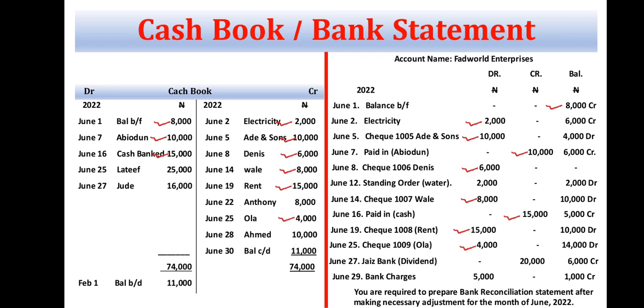So now the next step is the preparation of the adjusted cash book. So let's draw a T format. So adjusted cash book, we have the debit side and the credit side. Then we'll put the denomination.